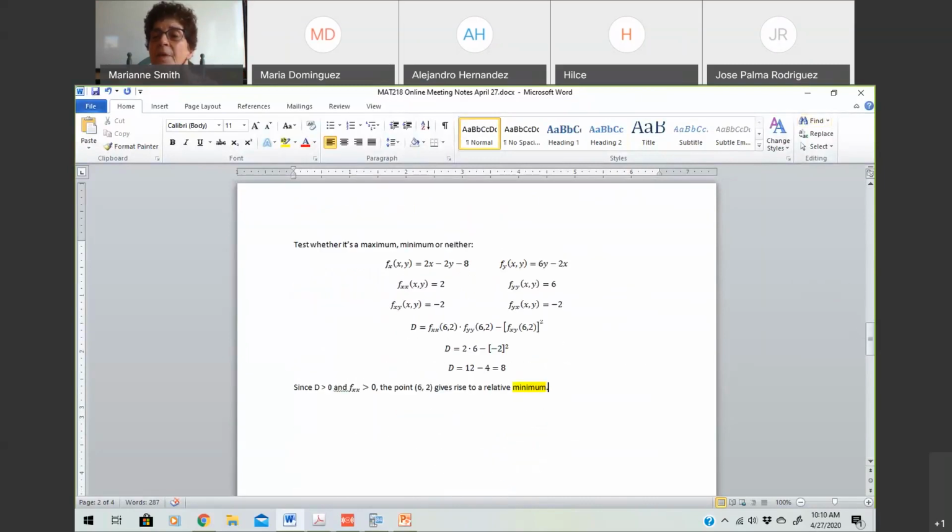Let me ask, how are you doing with this example? Are you okay with the example? Anybody have questions with the example?